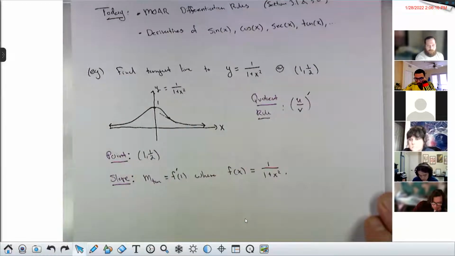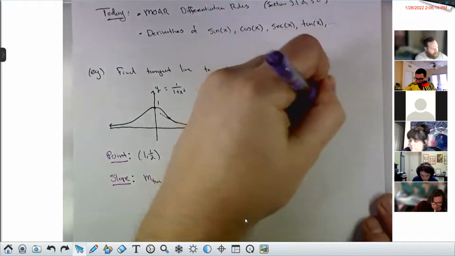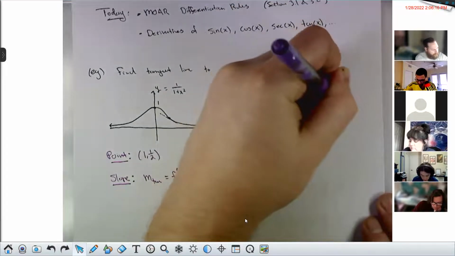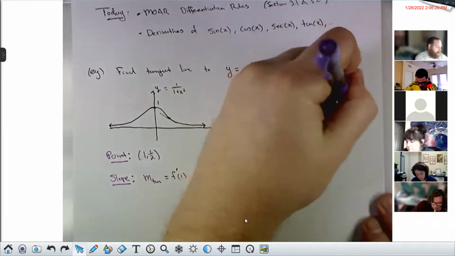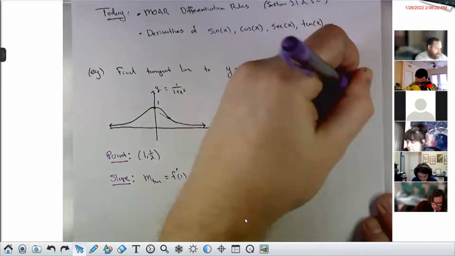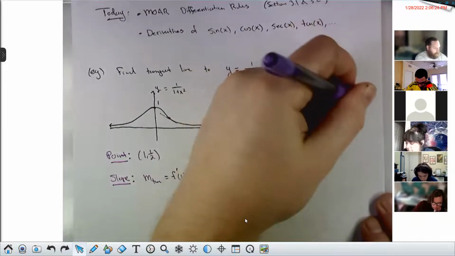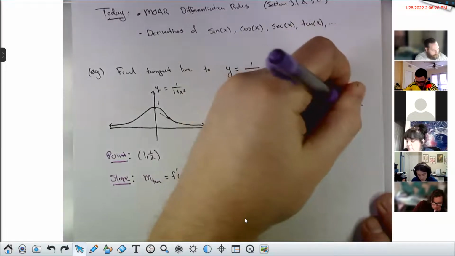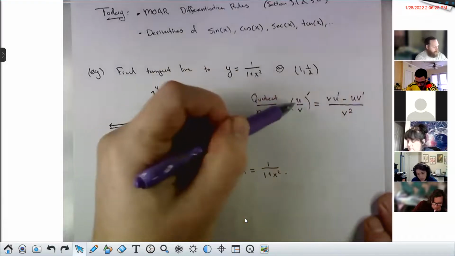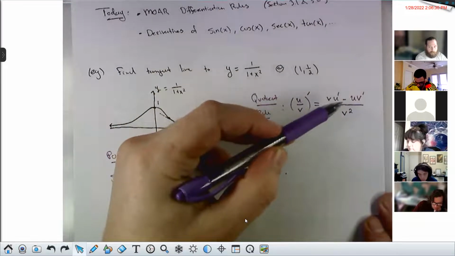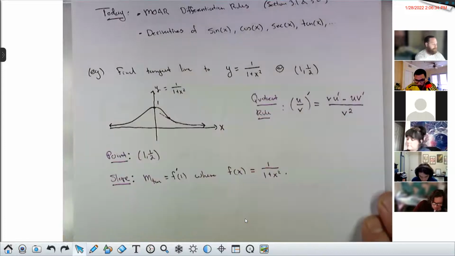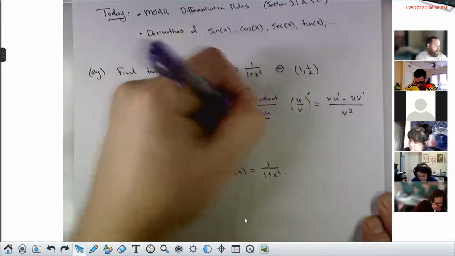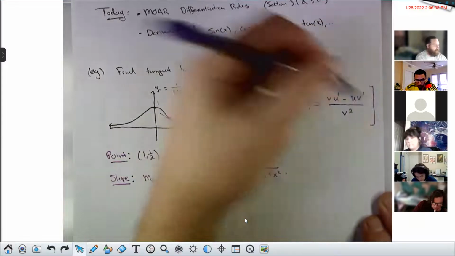Again, the way I remember it is that little mnemonic, low d high minus high d low. So that's the bottom times the derivative of the top, minus the top times the derivative of the bottom, u times v prime, over the bottom squared, low low. That's the main tool here.